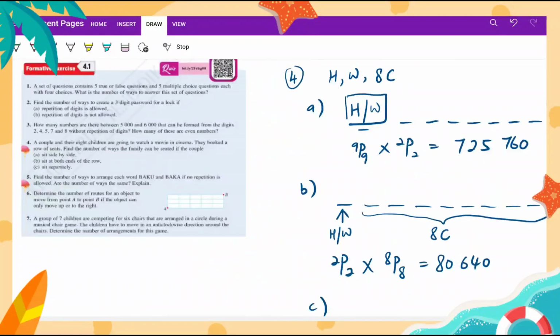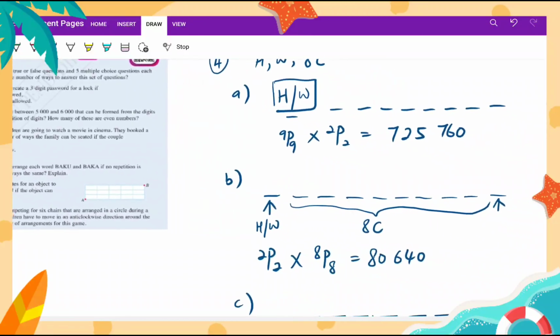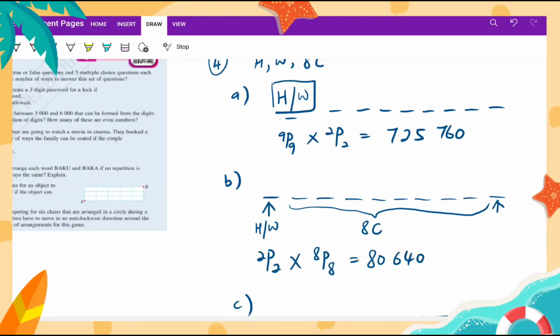Number 4. A couple and their 8 children are going to watch a movie in a cinema. They book a row of seats. Find the number of ways the family can be seated if A, the couple sit side by side. So if the couple sit side by side, then we tie them together for 1 place, husband and wife.